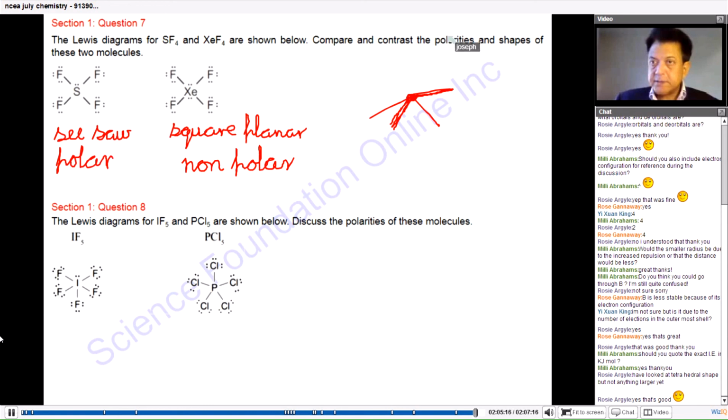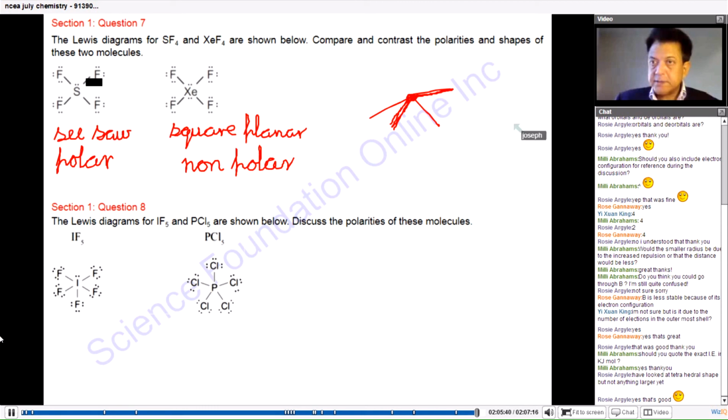Right. Compare and contrast the polarities and shapes of these two molecules. So we worked out the shapes, and this one is polar, that one is non-polar. Why is that? Because of the difference in the shapes. This one was an easy example to start with because they actually drew this for us, and that's why I chose that as the first one to go through. I will discuss that in more detail again tomorrow.